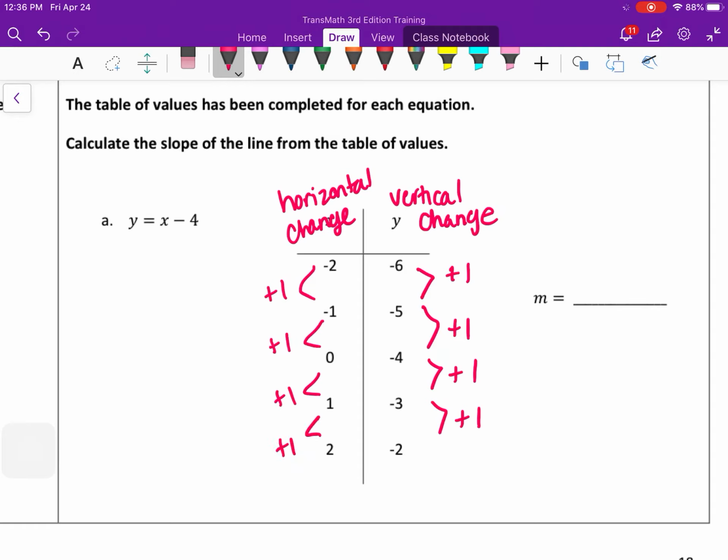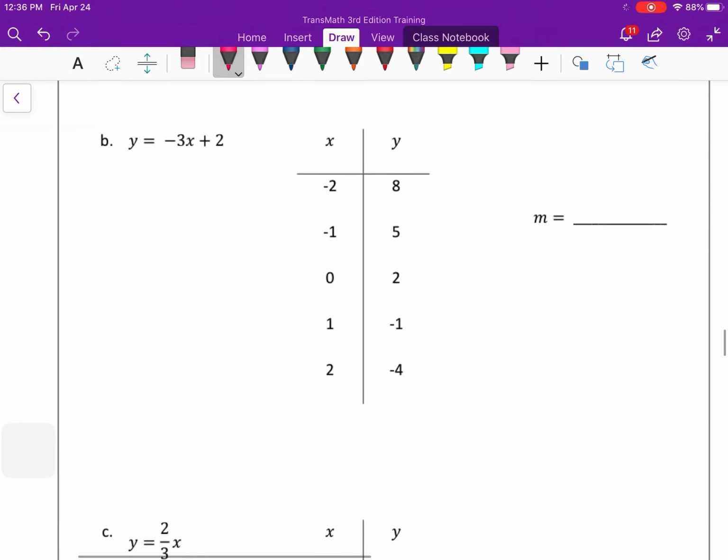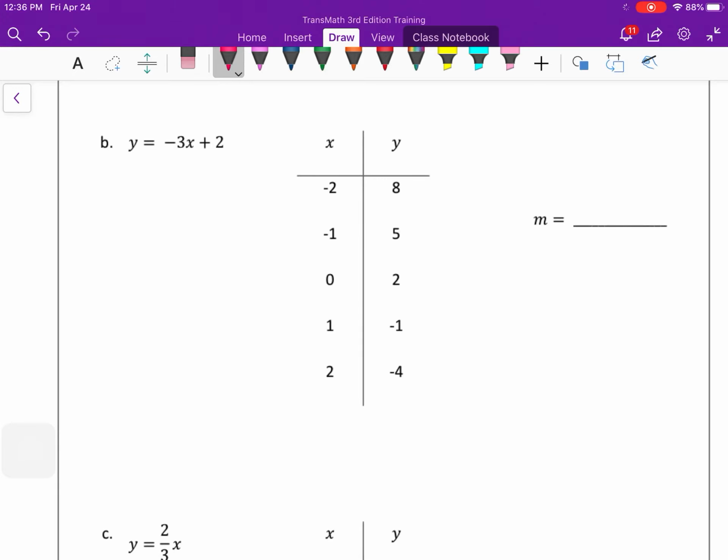And then remember that slope is vertical change over horizontal change. So positive 1 over 1, or a slope of 1. Okay, so that's one way to calculate slope using the table. Find the vertical change, find the horizontal change. The other way is to use the formula.